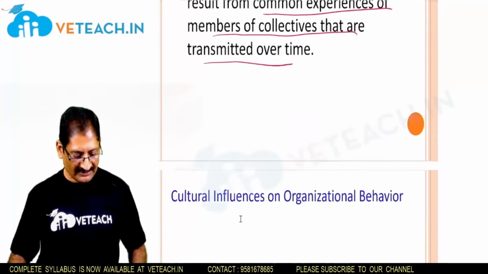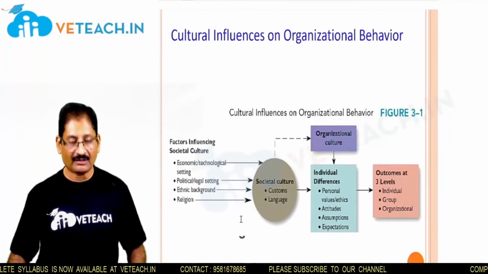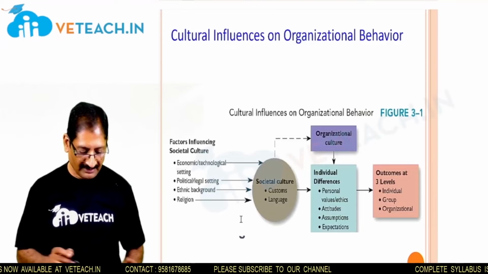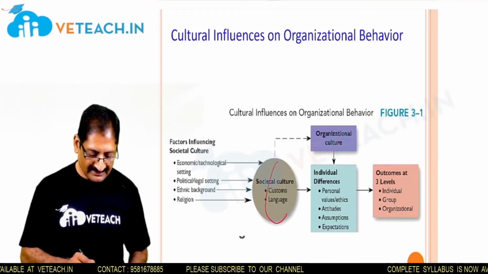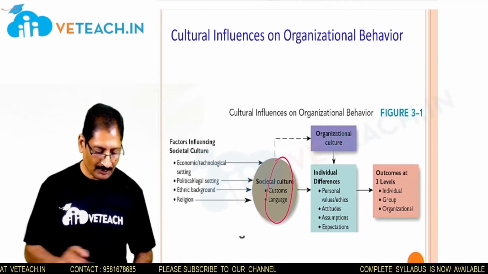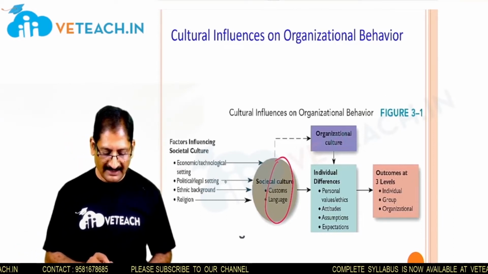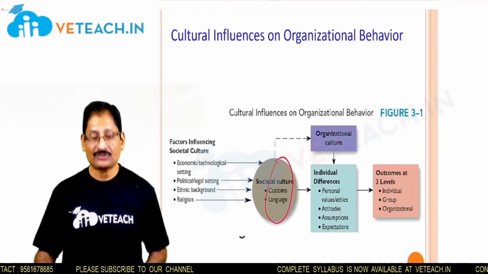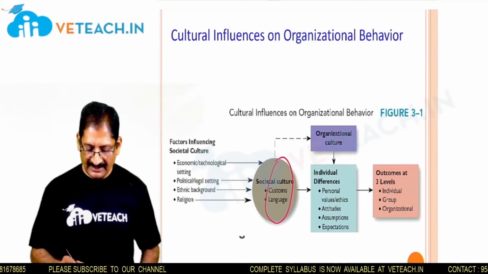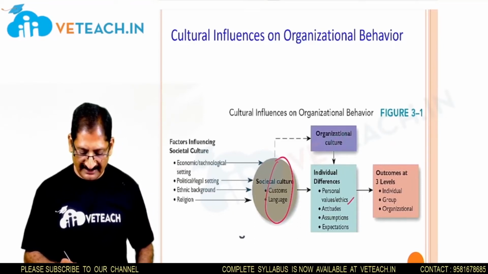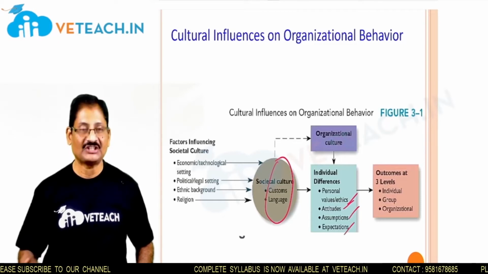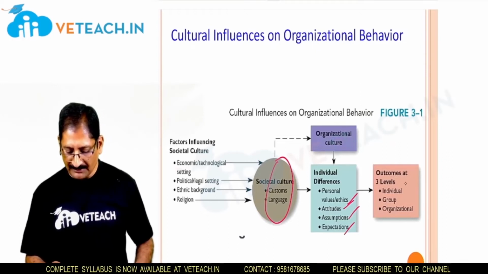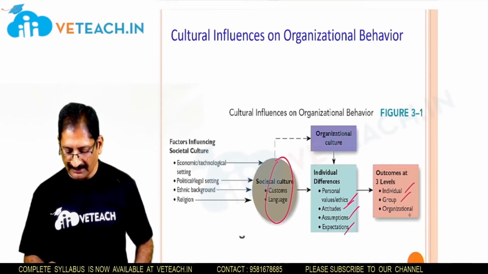In continuation, if you observe the cultural influences on organizational behavior, the social cultures are related to customs as well as language, economic or technological settings, political or legal settings, ethnic background and religion. These are related to societal culture, whereas organizational culture covers individual differences, personal values and ethics, attitudes, assumptions and expectations. From this we move to the outcomes at three levels: individual level, group level and organization level.